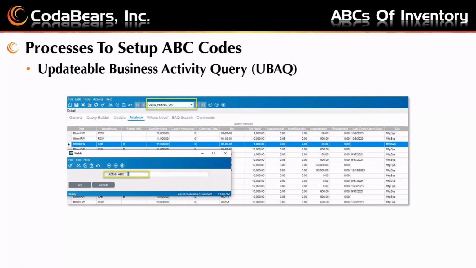You can show the current ABC code and make that field updatable if you want to update the ABC code. This query shows the summary quantity and cost. You can decide if you want to update based on quantity or add a calculation to extend the cost and update based on the extended cost.